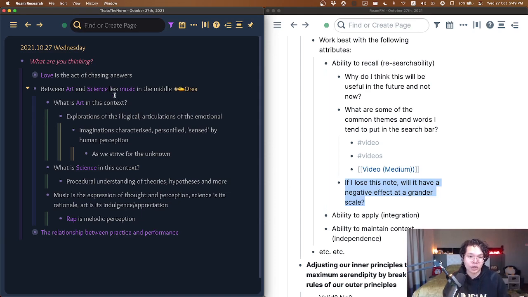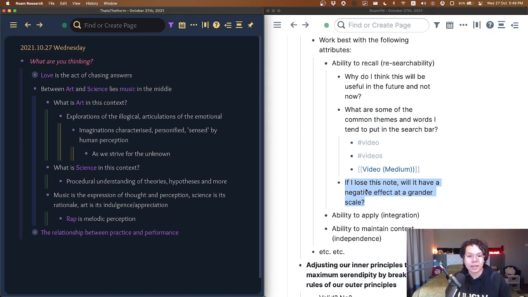Someday, a future version of me may want to explore music. And I want to explore the relationship between music and myself and the world. So, if I lose this note, will it have a negative effect? I think yes, because I want to articulate music from as many angles as possible. And music is, at least I think, somewhere like a Venn diagram of art and science.